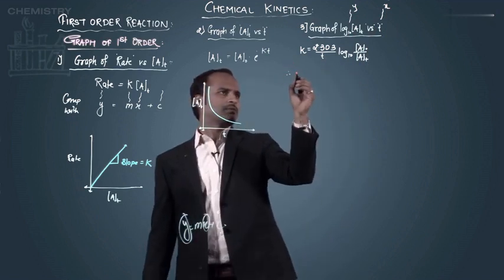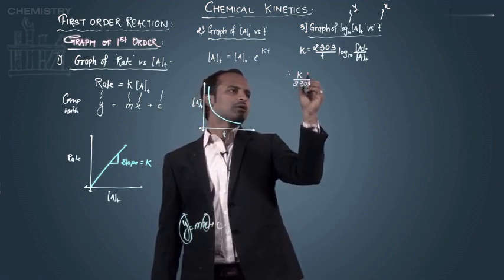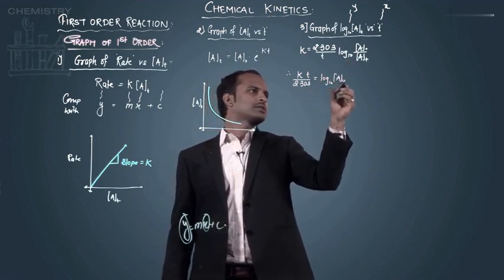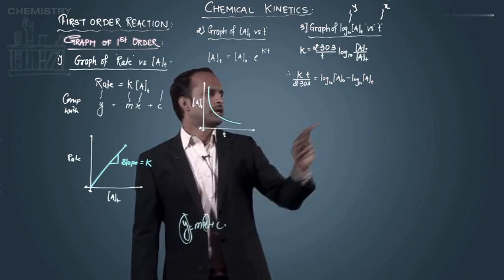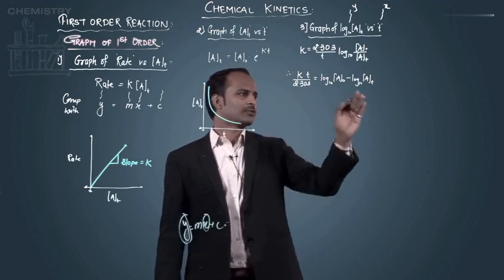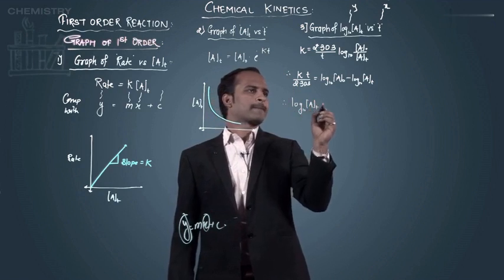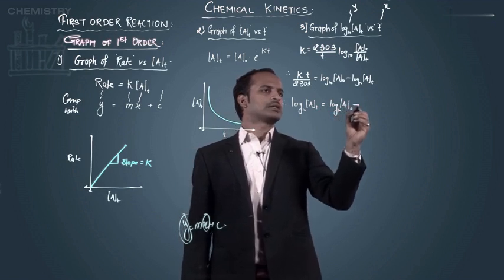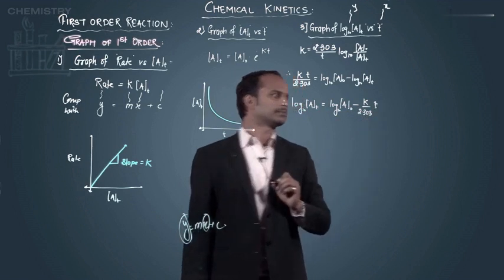So this is y and this is x. Shift t on the left hand side, so it becomes k upon 2.303 into t, and log at can be written as log to the base 10 a naught minus at. Again, at, which is on the y-axis, is negative, so make it positive by shifting on the left hand side. So we will have log to the base 10 at is equal to log to the base 10 a naught minus k upon 2.303 into t.